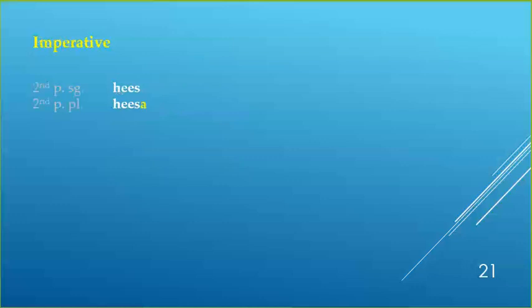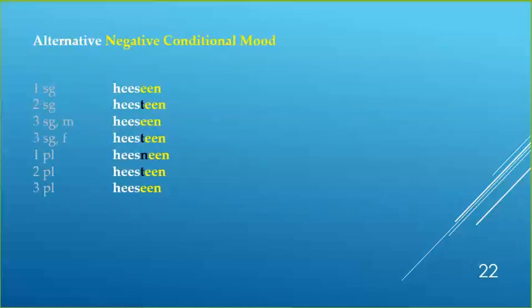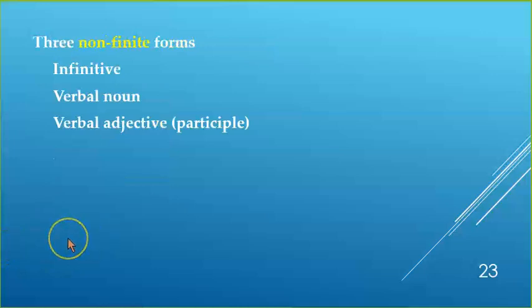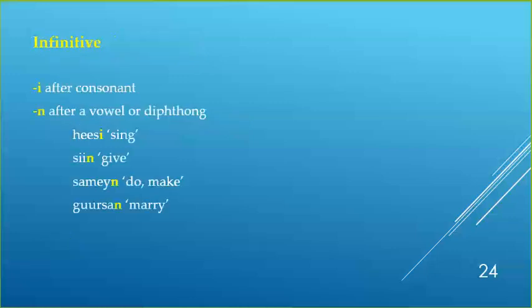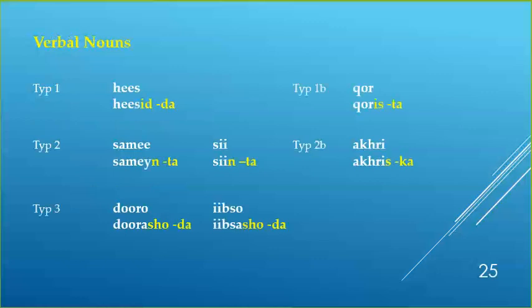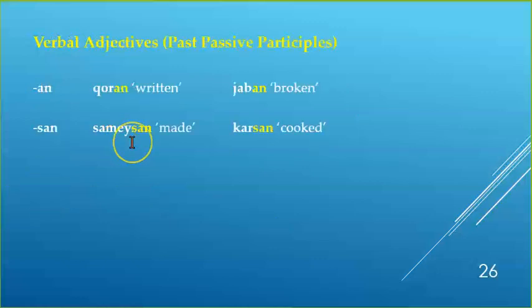Then, of course, we have the imperative. We have an alternative negative conditional mood, which is a bit unexpected, but it's there. And then we have three non-finite forms. We have the infinitive. We have the verbal nouns. And we have an adjectival form, past passive participle, if that is more preferred term.